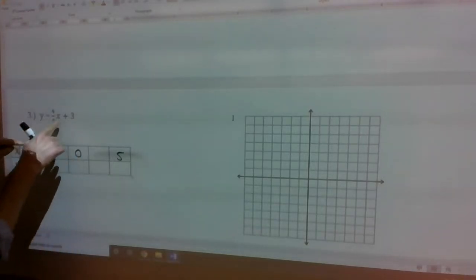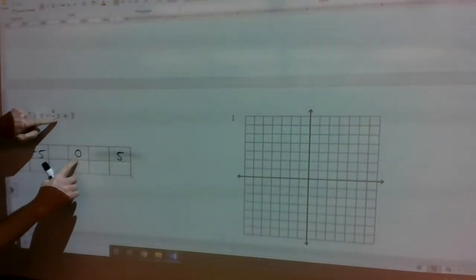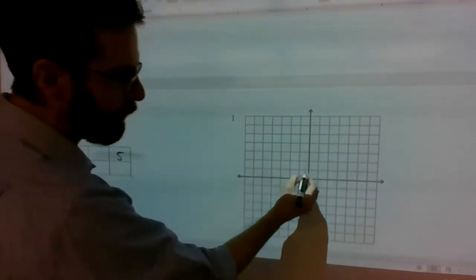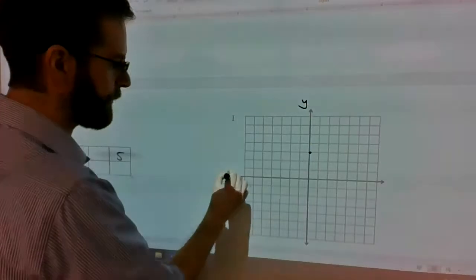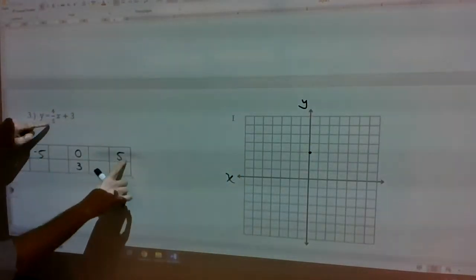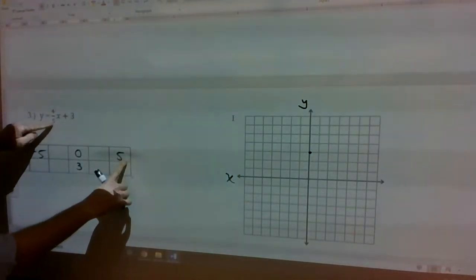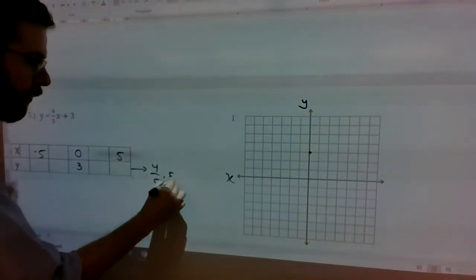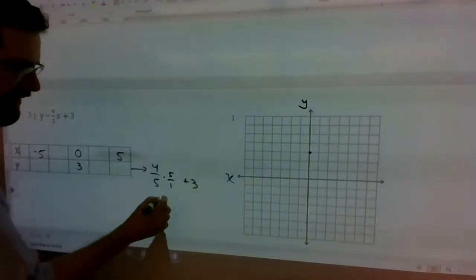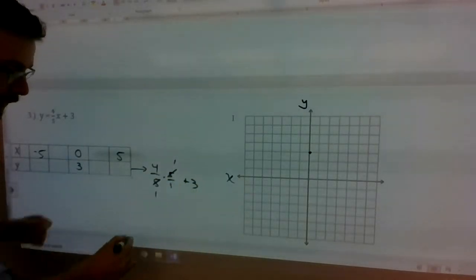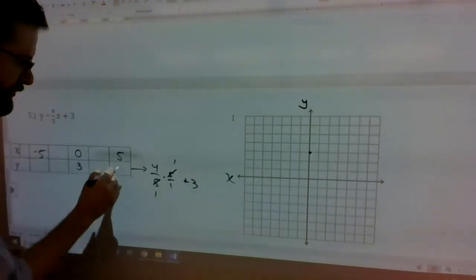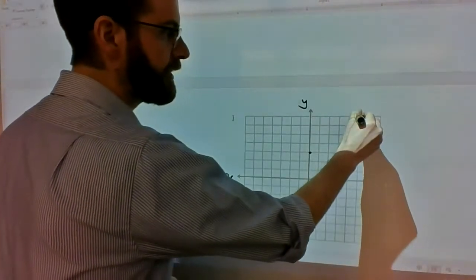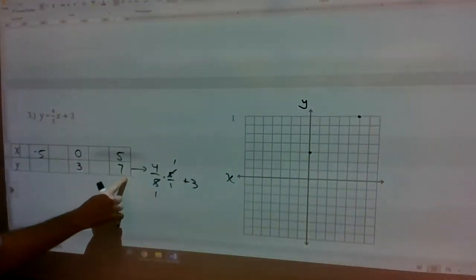So if you plug in 0 here, 0 times 4/5 is 0, plus 3 is 3. So I've got the point 0, 3 to start this thing out. The 5s here will cross cancel with the denominator of your fraction. So 4/5 times 5 over 1 plus 3. That 5 divided by 5 is 1 over 1. 4 over 1 is 4, plus 3 is 7. So 1, 2, 3, 4, 5, up 7 is going to be that ordered pair plotted.